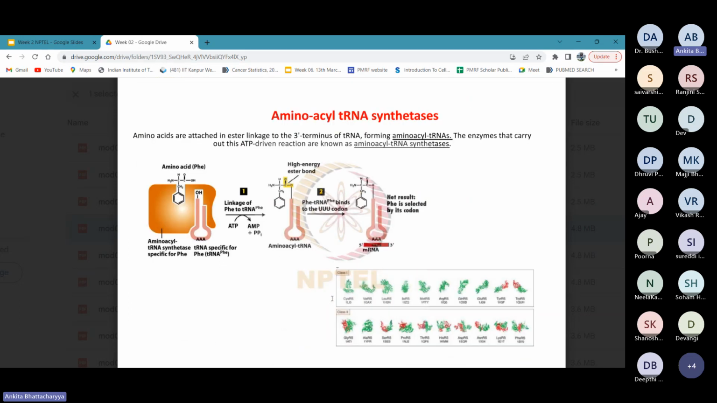So coming back to the process of translation that we were talking about. Like I said, tRNAs or transfer RNAs have a very large role to play in this context.